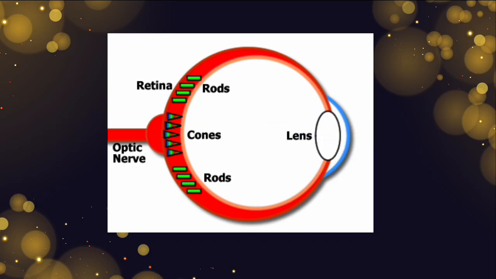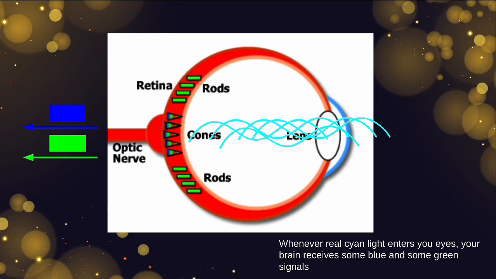But what if it's none of those things? What if true cyan light passes through your lens? That is, with the cyan wavelength, which is around 490 to 520 nanometers. Well, you don't have a detector for the color cyan, but cyan is a little blue, and it's also a little green. Your blue and green cones both send some small signals to your brain, and so your brain learns that cyan is created by both some blue and some green.